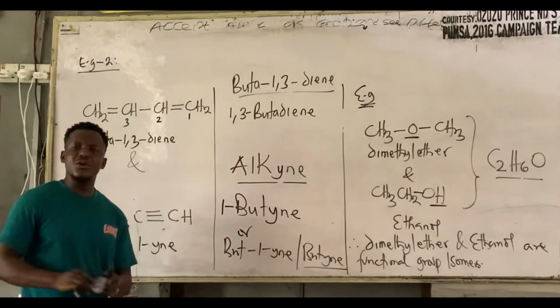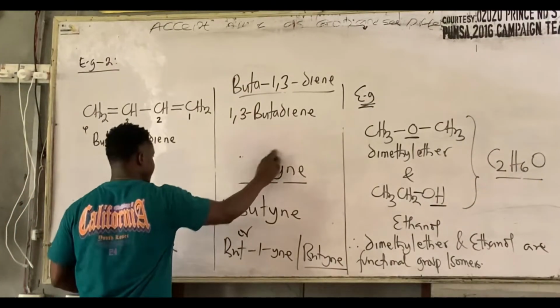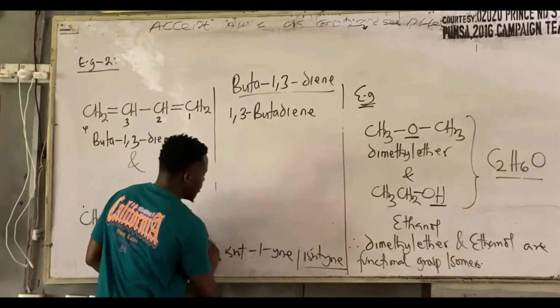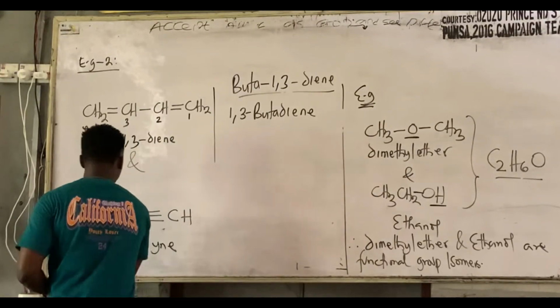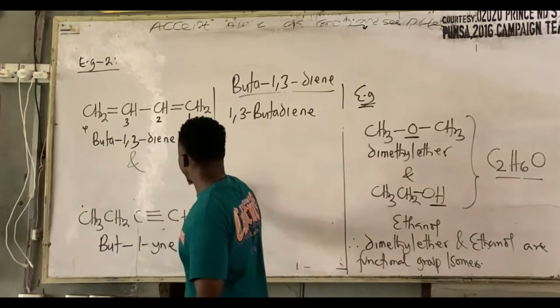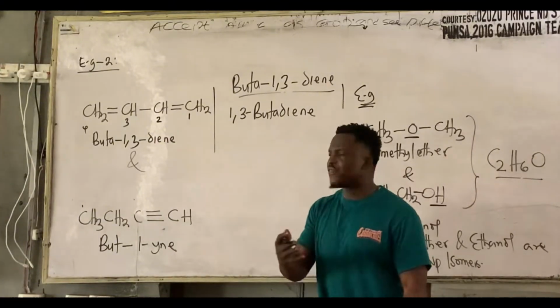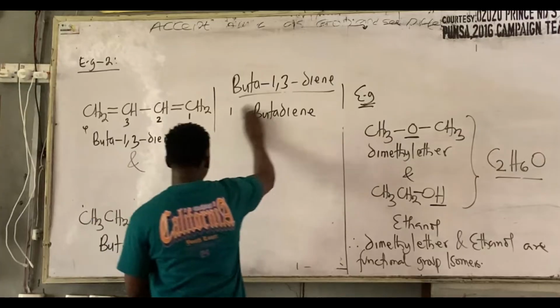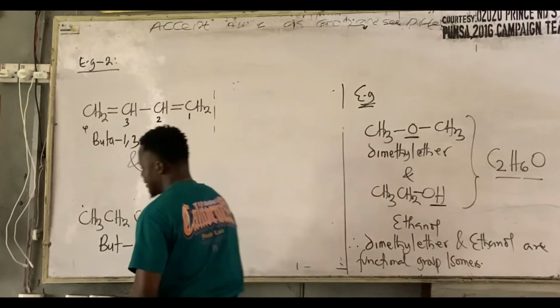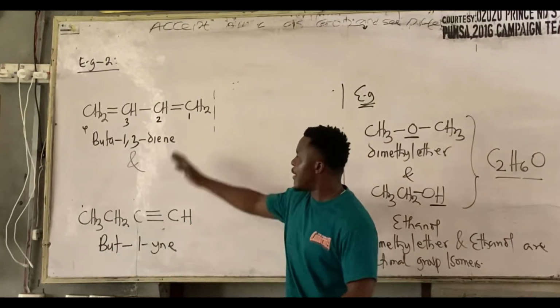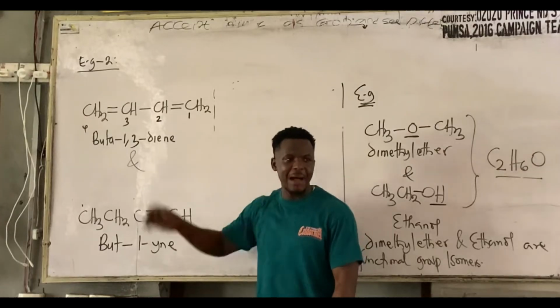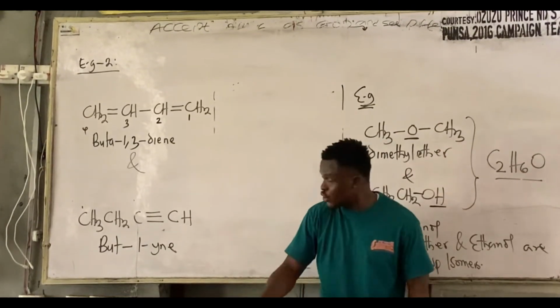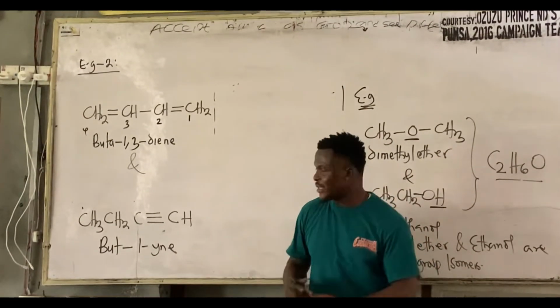Alright, so this guy is but-1-yne. Let me show something now. They can also give us but-2-yne. What if they give us but-2-yne? Are we seeing it to have the same molecular formula? So it means that in exams, they can say but-1-yne and but-2-yne. We must always do it with the smallest number.